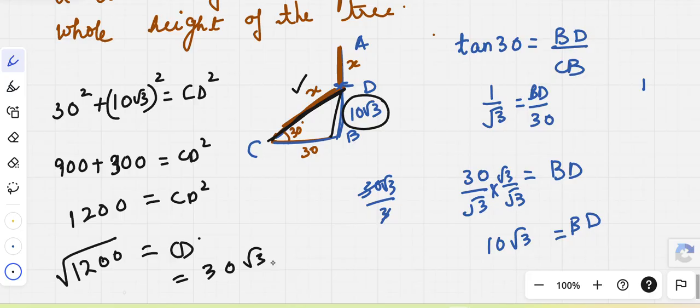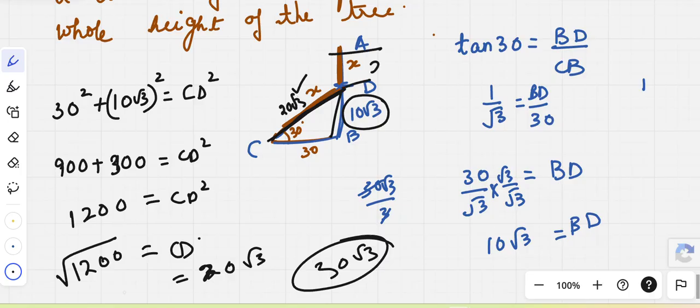Then if you add both of them, you will add these two, so you will get 30 root 3. That is your final answer, because 20 root 3 is only this part. That means this part of the tree is 20 root 3. You add 20 root 3 and 10 root 3, and you will get the whole height as 30 root 3. Is it clear?